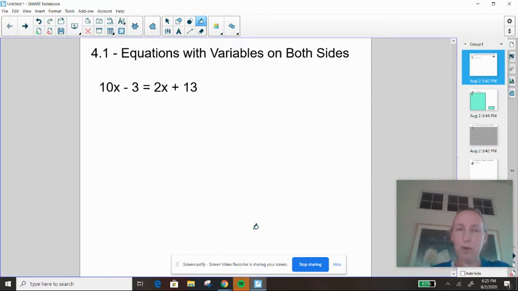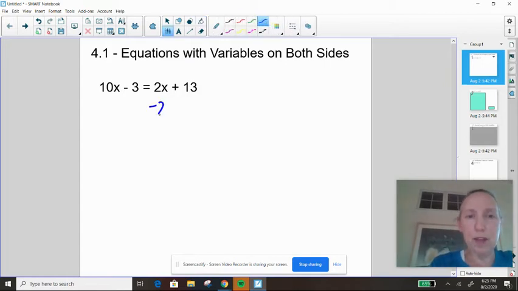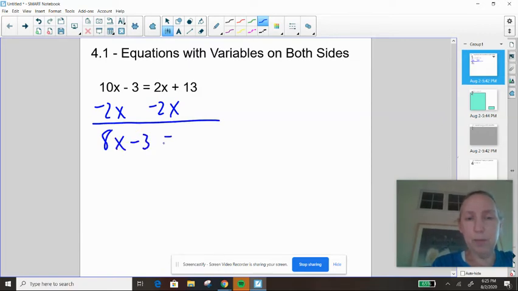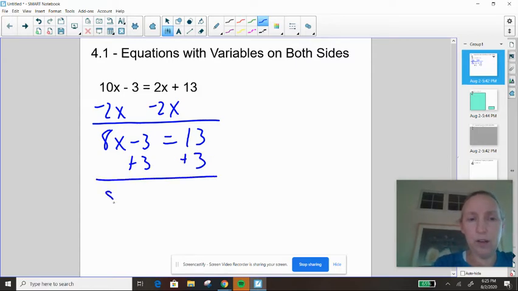And hopefully you remember the goal is to get the variables on one side of the equation, the numbers on the other. So I'm going to subtract 2x from both sides to get my variables on the left. And then I'm going to go ahead and move my numbers to the right by adding 3 to both sides. That wasn't the only thing I could do.